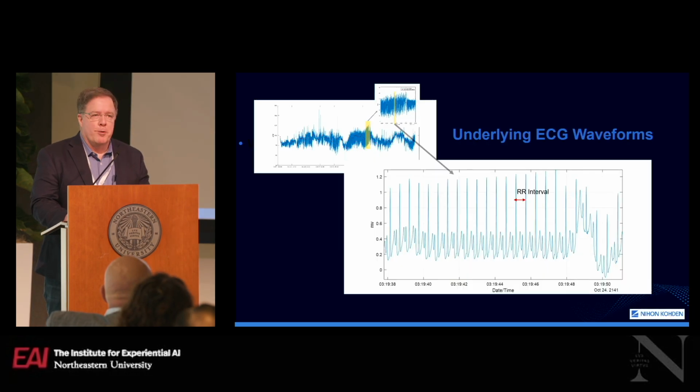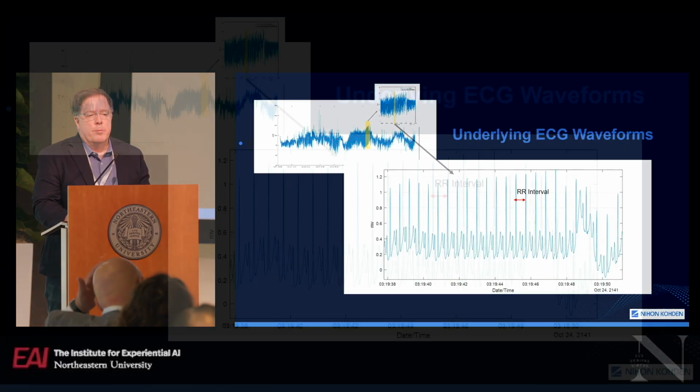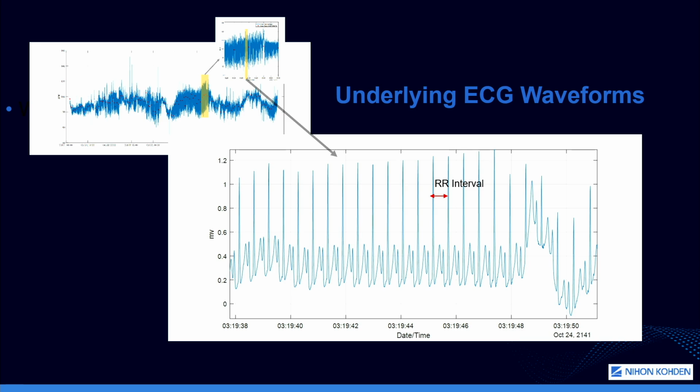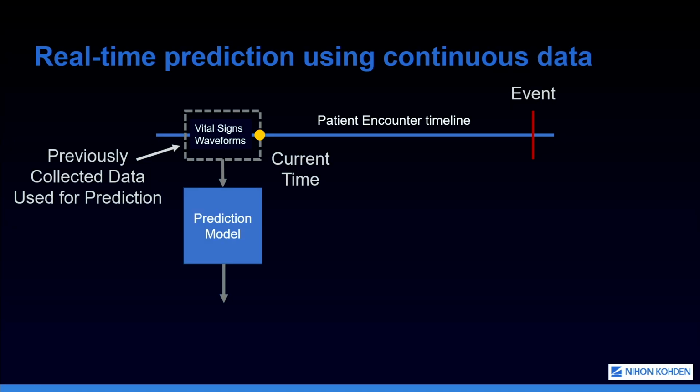We can go a little deeper though and look at the waveforms, because the heart rate is a feature derived from waveform data. The RR interval of that waveform, the series of RR intervals, are highly correlated to patient state and patient deterioration. The morphology and metrics derived from this waveform are also highly useful.